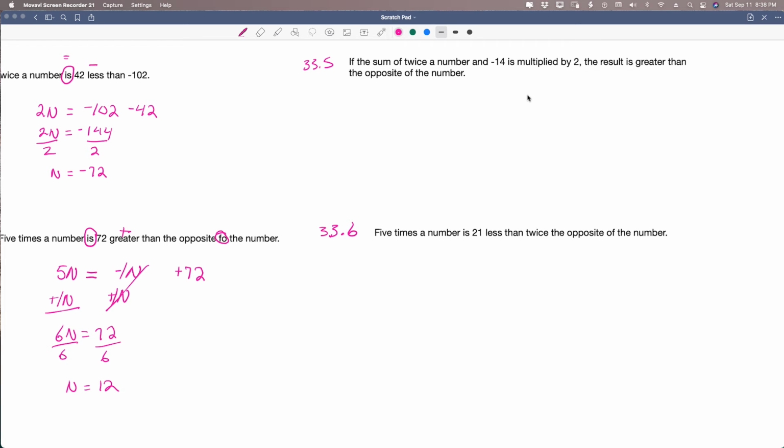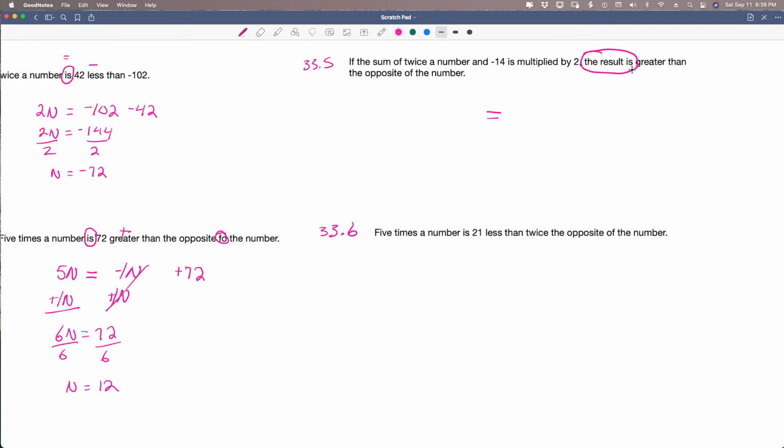So let's read. If the sum of twice a number and negative 14 is multiplied by 2, okay, I don't see a "then" or something like that. So this can't be the first bit. This can't be where the equal sign is. Here, it can't be. It goes on to say the result. Okay, if it says the result, that's a big fat signal that says equal. So that's your equal sign.